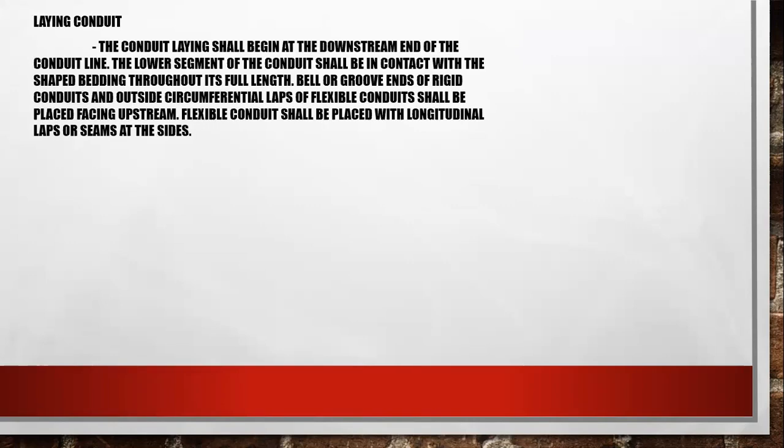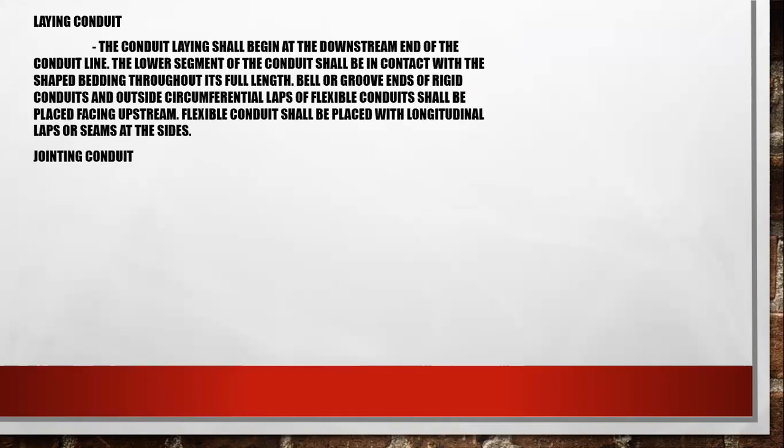Laying conduit. The conduit laying shall begin at the downstream end of the conduit line. The lower segment of the conduit shall be in contact with the shaped bedding throughout its full length. Bell or groove ends of the rigid conduit and the outside circumferential laps of the flexible conduit shall be placed facing upstream.